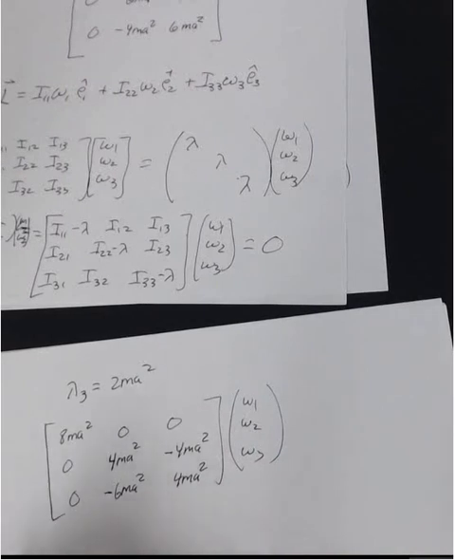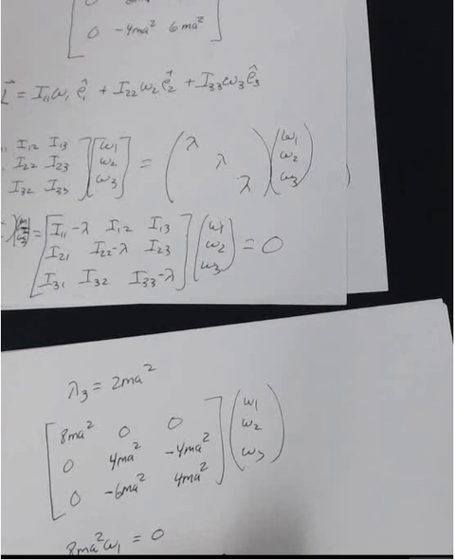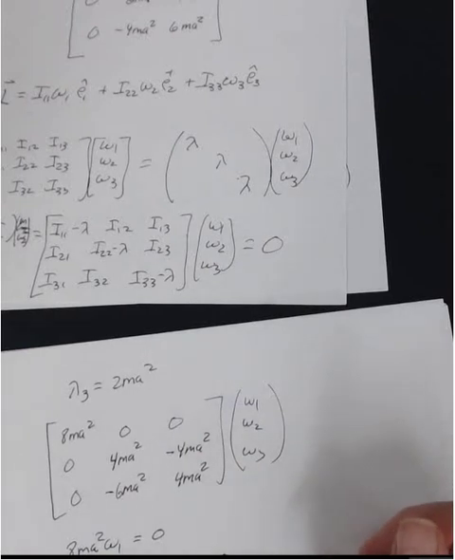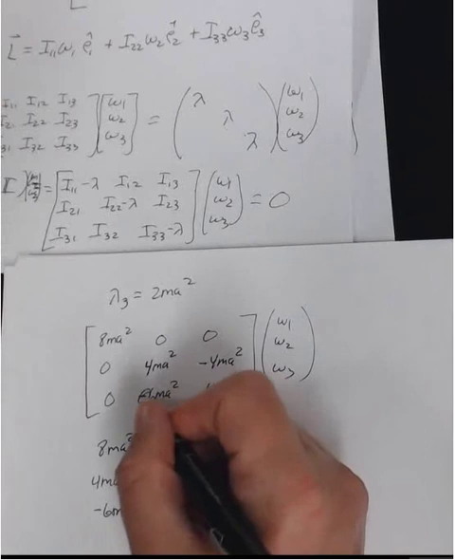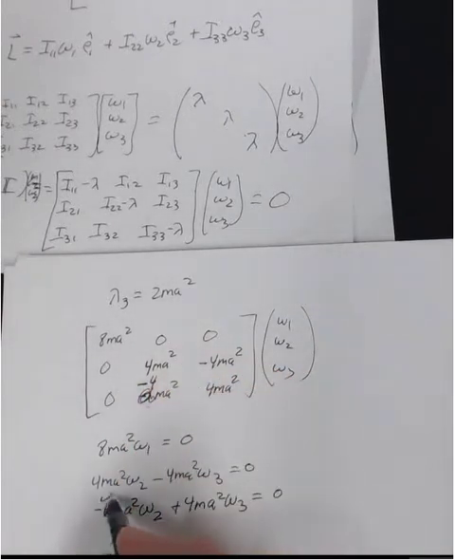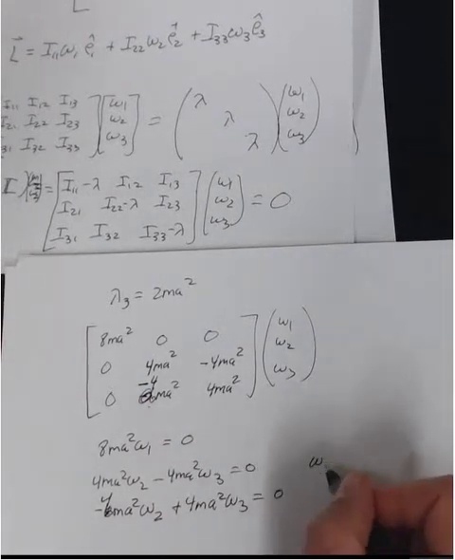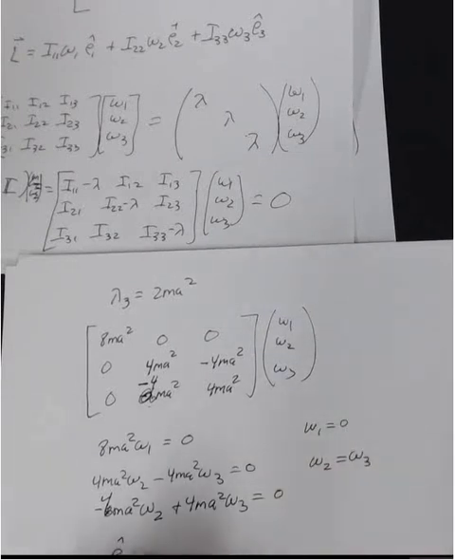Okay, so I get 8 ma squared omega 1 is 0. I get, again, 4 ma squared omega 2 minus 4 ma squared omega 3 is 0. And I get negative 6 ma squared omega 2 plus 4 ma squared omega 3 equals 0. So I need something that satisfies all of these, if I did that right. Oh, this one should have been negative 4. So from this, whatever omega 2 is has to equal omega 3, and let's make omega 1 be 0. So E3 looks like 1 over the square root of 2 times (0, 1, 1). That works.